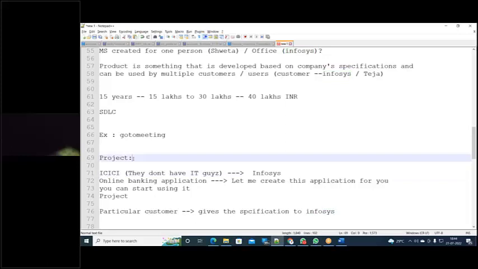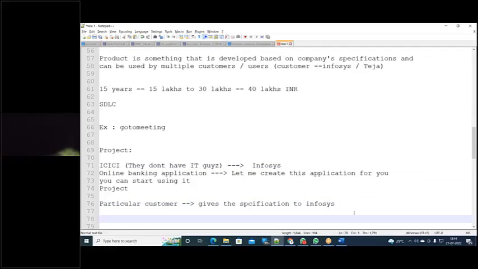Simple. A project is done for one particular customer based on the specifications of ICICI. So let's formally define it. Again, please write down these definitions, or I will share this document with you. These definitions are very important for your future reference. So what is a project?